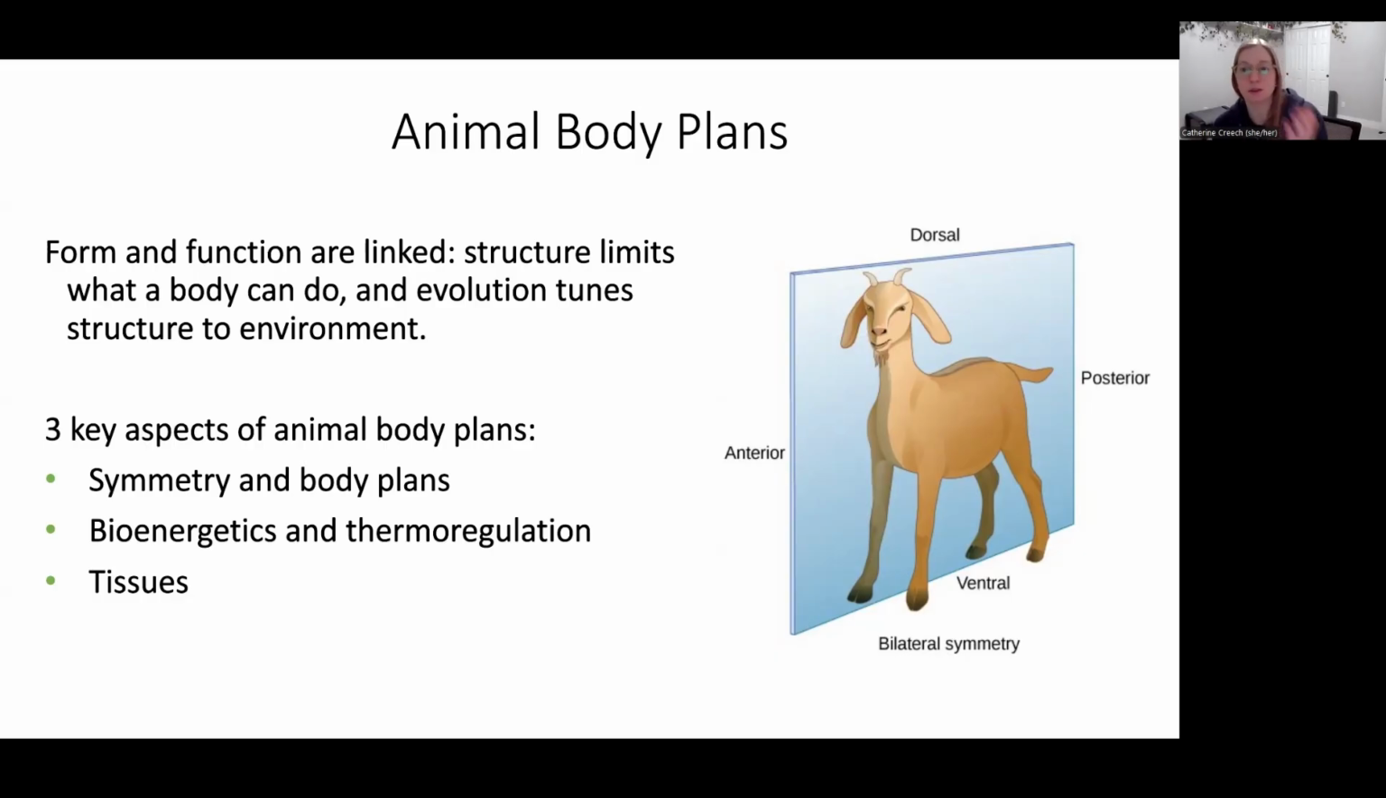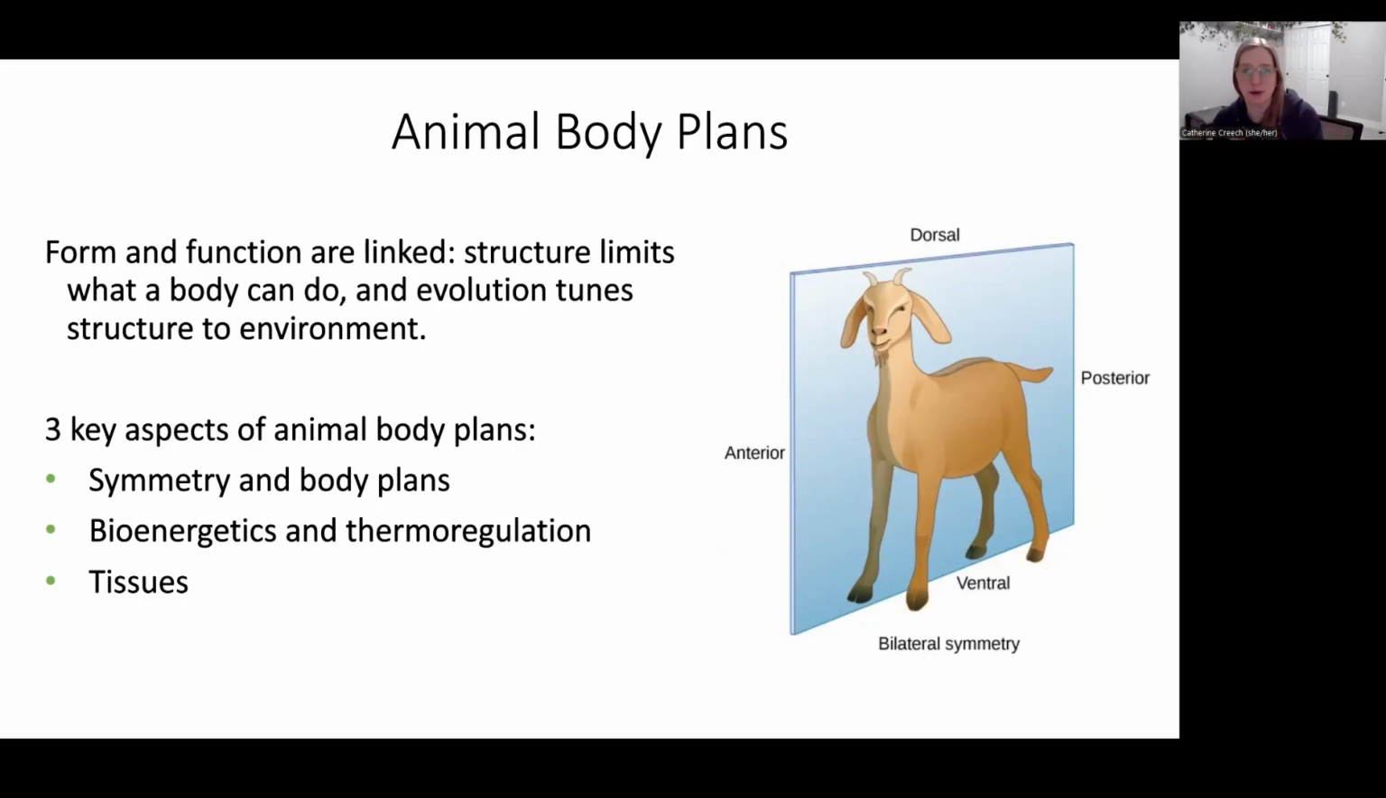We also want to think about thermal regulation, which is keeping your body warm enough or cool enough, and bioenergetics, which is how much calories you need to run your system, because it is expensive to have a body. Lastly, we want to think about the types of tissues involved. We're going to have four main types: muscle, nervous, connective tissue, and we'll talk about those in detail.